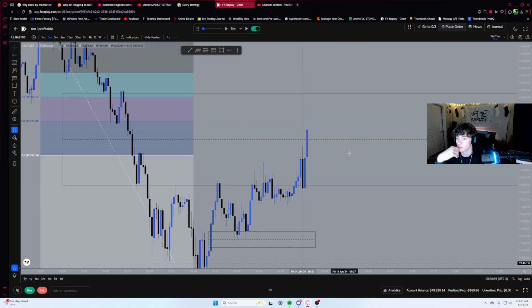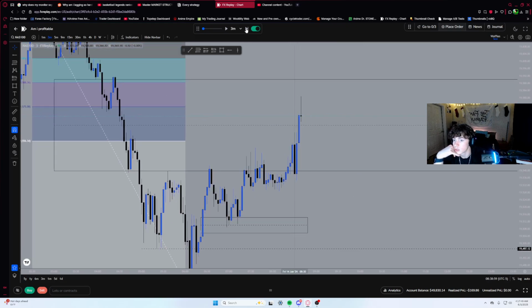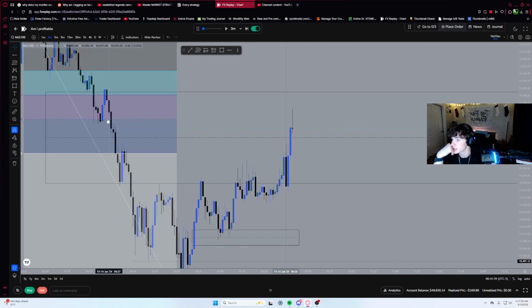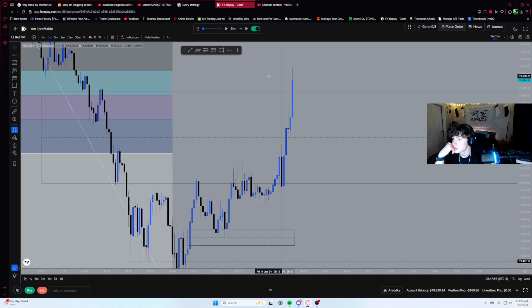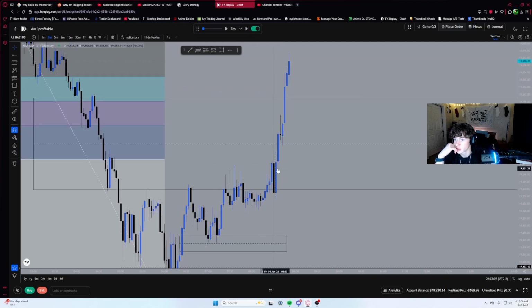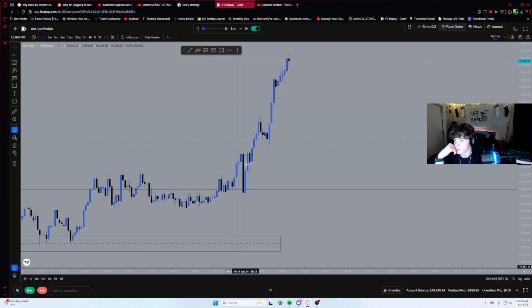All right, so cool. It looks like we have a manipulation to the upside. Reaction off the OTE in this order block right here. But I'm not looking for that. I'm looking for fair value gap reactions. It's also a fair value gap reaction. Still going up. At this point, I'm looking for some sort of reason to trade down here.